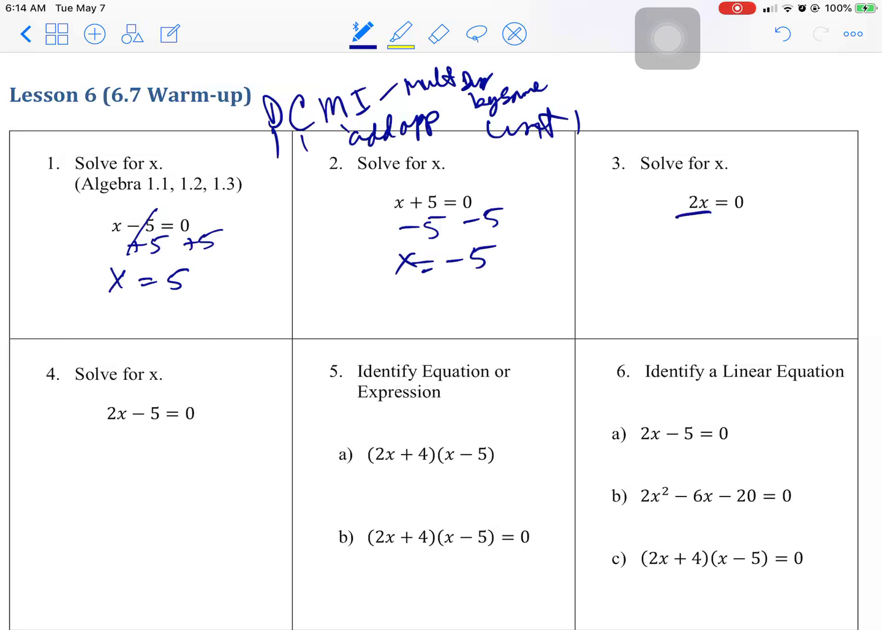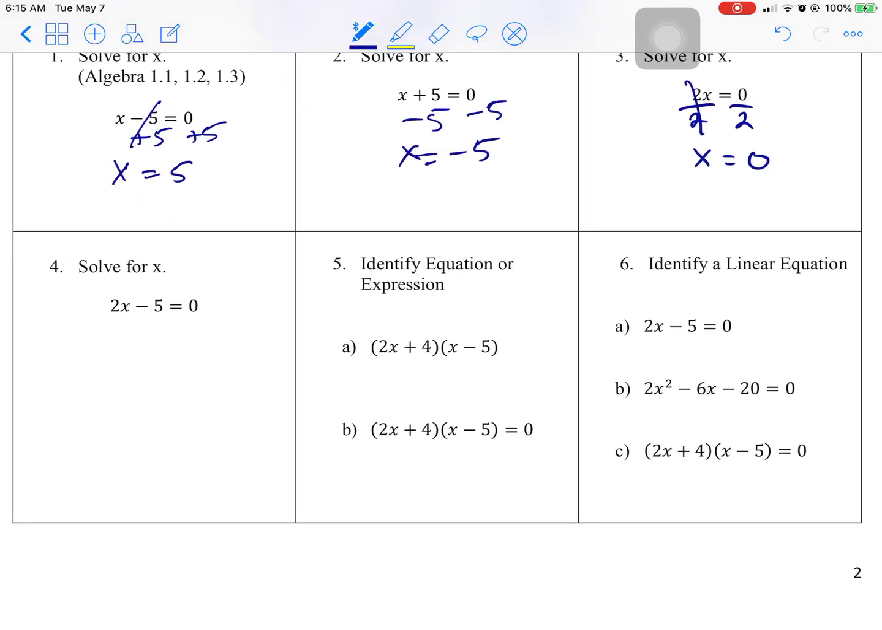Add the opposite, isolate by dividing by the same. Right? 0 over 2 is 0. Always move before you isolate. And frequently you'll have a fractional answer for these. Stick with it. All right, identify an expression or equation.